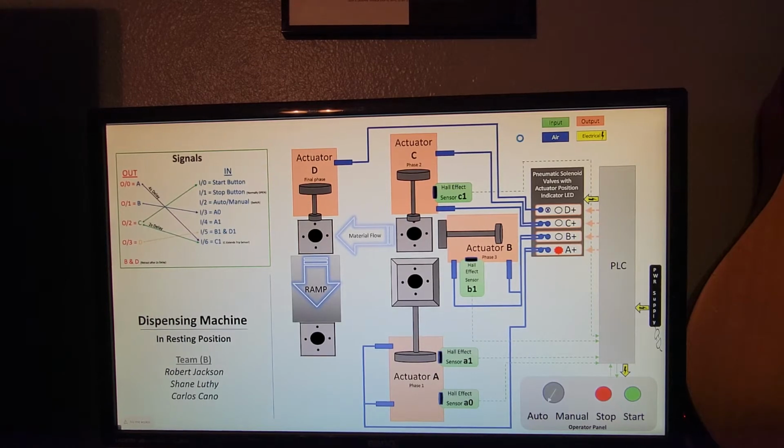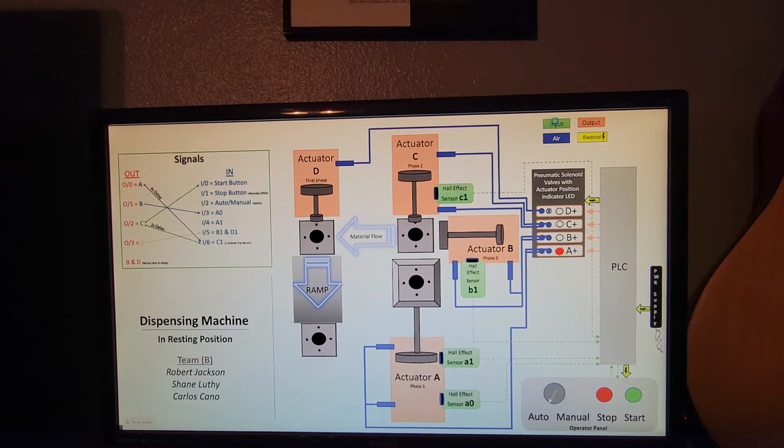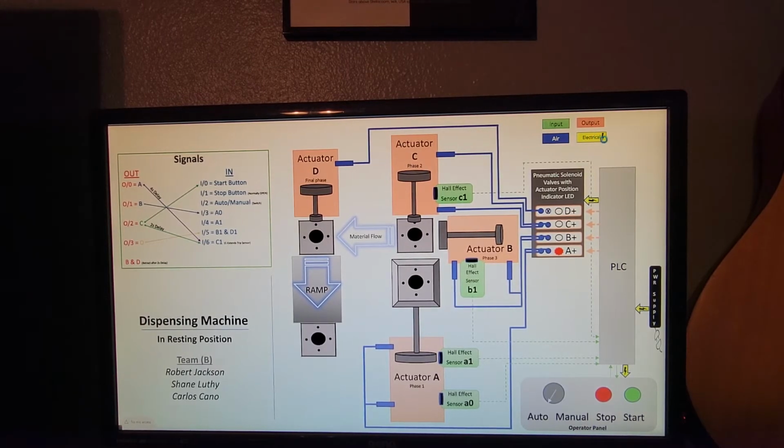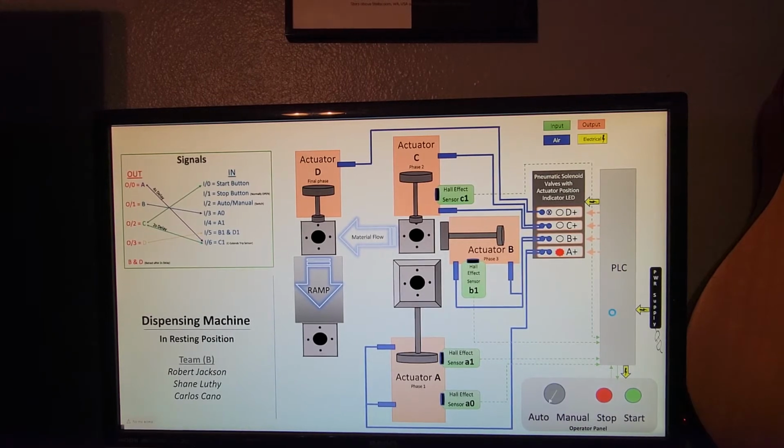In the top right hand corner we have our key. So inputs are green, outputs are orange, our pneumatics or air is blue, and our electrical components are indicated by a yellow arrow. So we know these components and components connected to them are electrical.